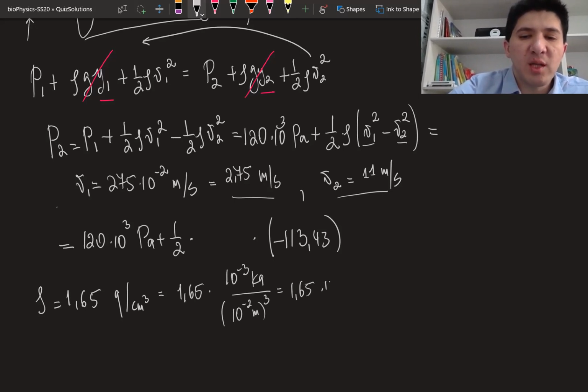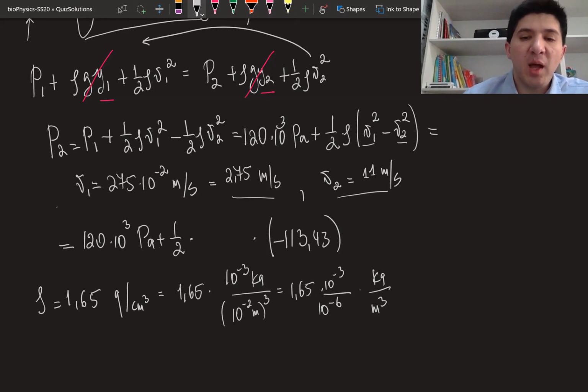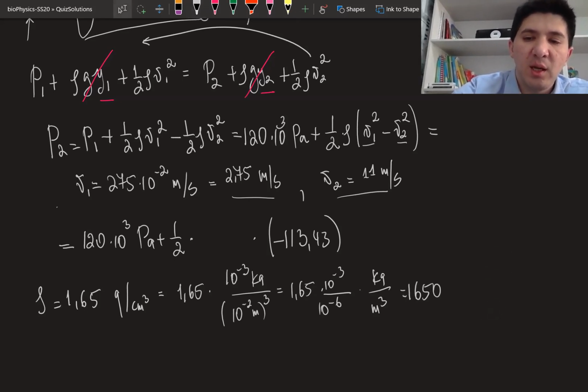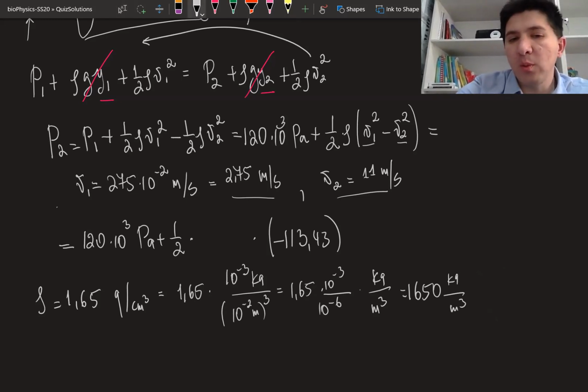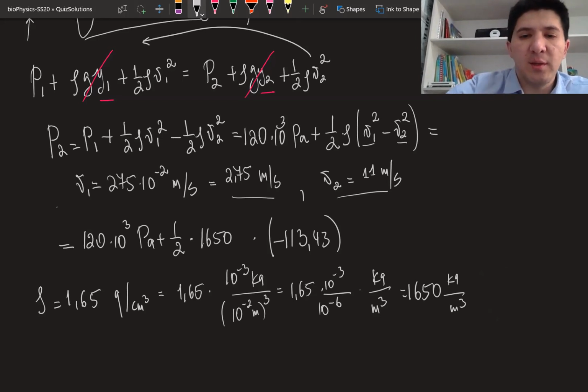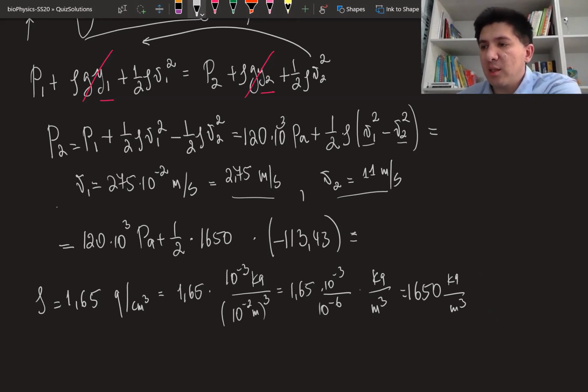So it's going to be 1.65 times 10 to the power of minus 3 divided by 10 to the power of minus 6, times kilogram divided by meter cubed. So 10 to the power of minus 3 over 10 to the power of minus 6 is going to be 10 to the power of plus 3. And it's going to be 1,650 kilograms per meter cubed. So I'm going to put 1,650 here. Okay, we always need to try to put the proper notations. So now I'm just going to do the calculations.